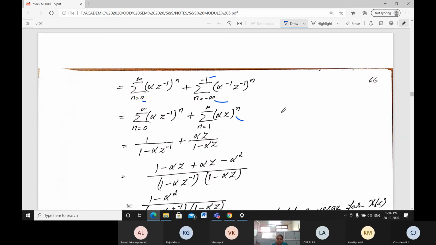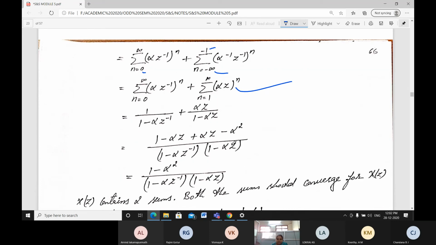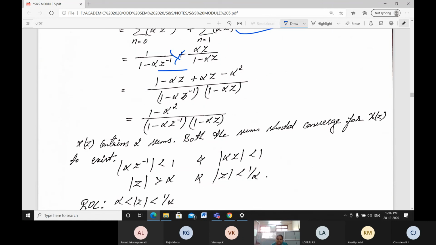Then use your basic equation. You will get 1 divided by 1 minus alpha z inverse, plus here alpha z divided by 1 minus alpha z. Then take the LCM and do the cross multiplication. Solve for this. You will get 1 minus alpha square divided by the denominator part as it is.